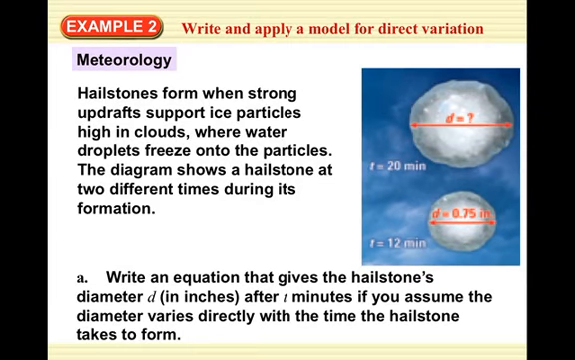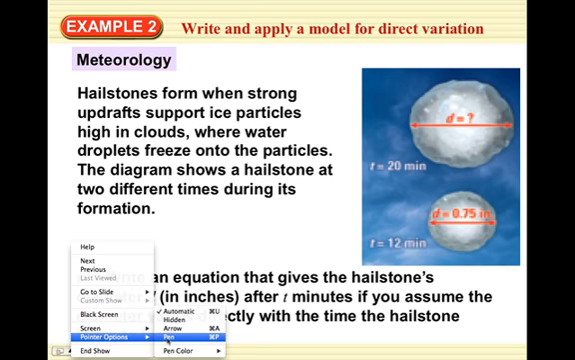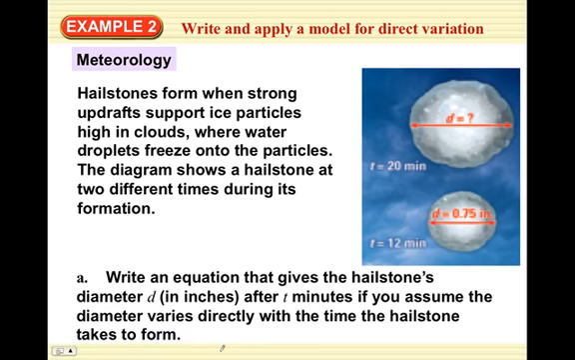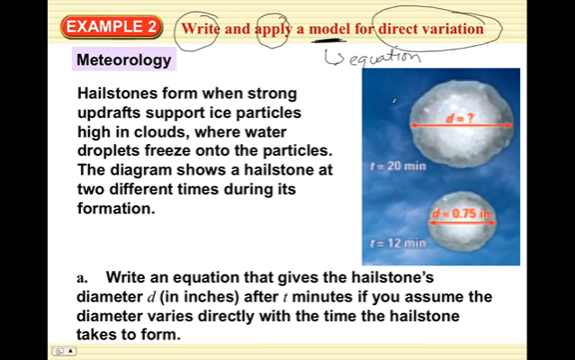Alright, example number 2. We're going to write and apply a model for direct variation. The last two questions, there's only actually 3 questions in this section, but the last 2 are word problems here. So pay attention, see how things go. Write and apply a model. What does this model mean? Model means the same thing as an equation. Write an equation, apply an equation for direct variation.